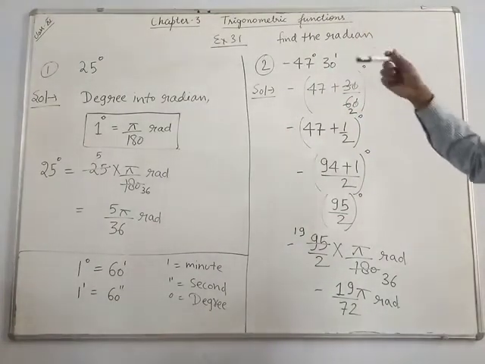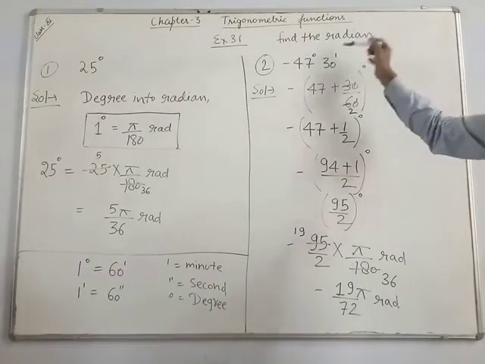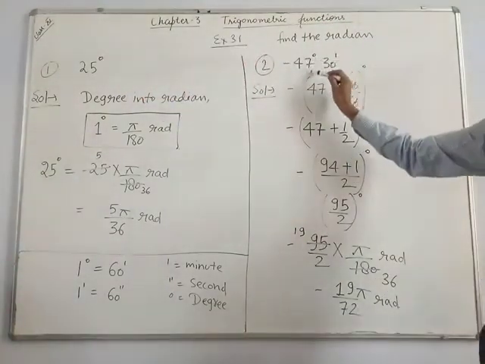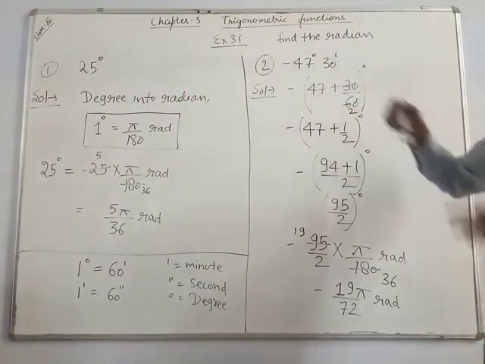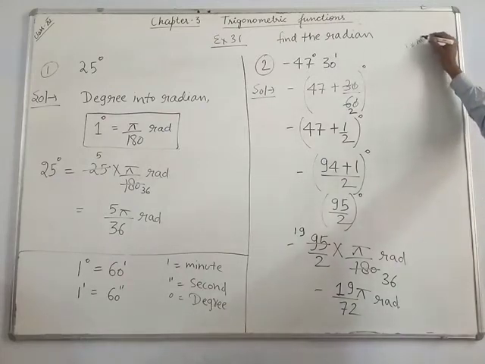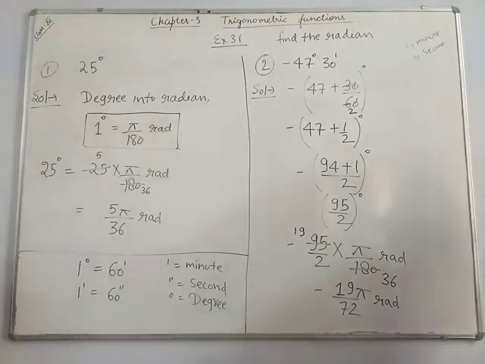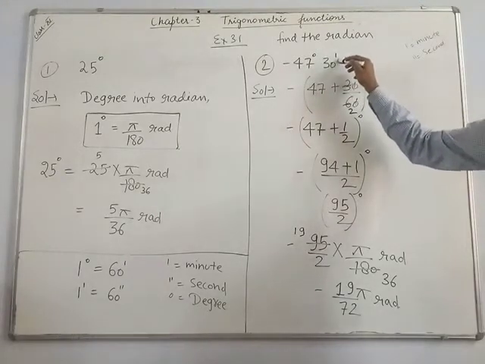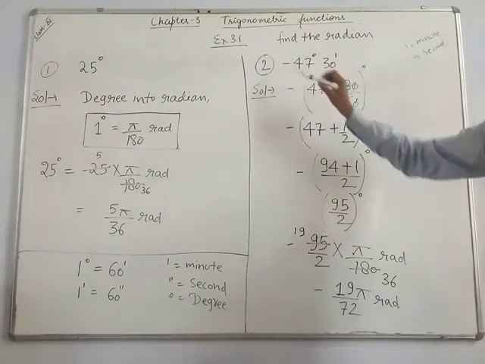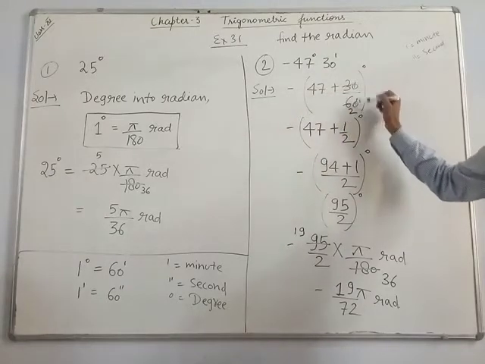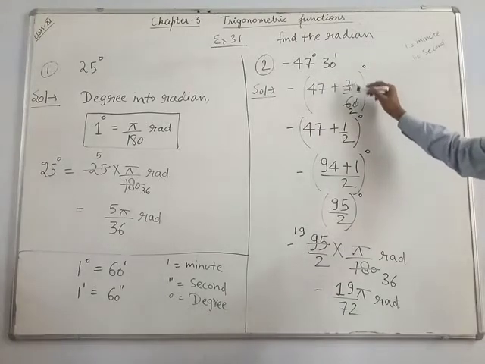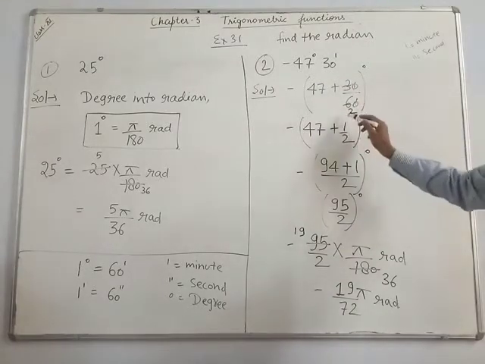When you have to convert degree into radian, the first question has only degree. But in this question, there is degree as well as minute. This is minute and double dash is second. So in this question, 47 degree 30 minute. You have to convert the minute into degree. So 47 plus 30 upon 60. 30 minute means 30 upon 60, which is 1 upon 2. So 47 plus 1 upon 2.